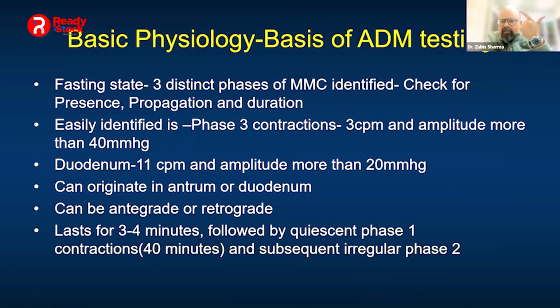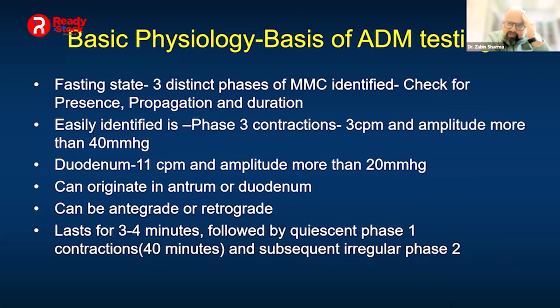Whether they are propagating, going down into the duodenum, and how fast or how slow, what's the duration, and what's the predominant frequency. That means 3 cycles per minute, and the minimum contraction value should be at least 30 to 40 mmHg in the antrum. In the duodenum, you will see faster contractions, a frequency of 11 to 12 cycles per minute. Again, the contraction should be at least 20 millimeters of mercury.